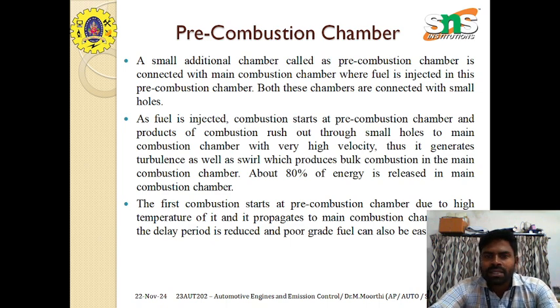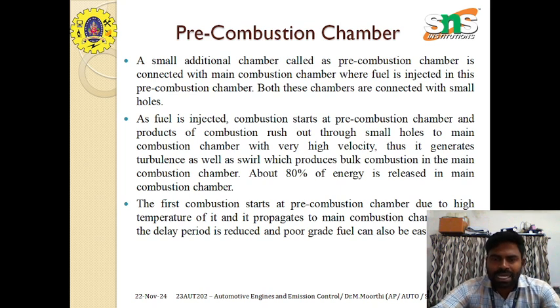Again it is fed into the main chamber at high velocity, and it generates high turbulence, so that we get high swirl, which produces bulk combustion in the main combustion chamber. So 80% of the energy is released in the main combustion chamber. The first combustion starts in the pre-combustion chamber due to its high temperature, and it propagates to the main combustion chamber. So the delay period is reduced, and poor grade fuel can also be easily burnt.